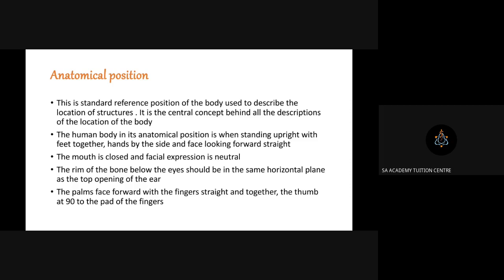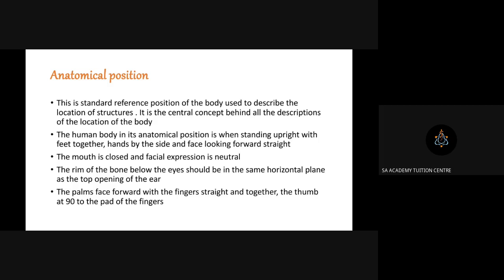So we go on to anatomical position. What is anatomical position? They bring questions on this particular subtopic, so people should pay attention and make sure they understand what we're talking about. Anatomical position is a standard reference position of the body used to describe the location of structures. It is a central concept behind all the descriptions of the locations of the body.